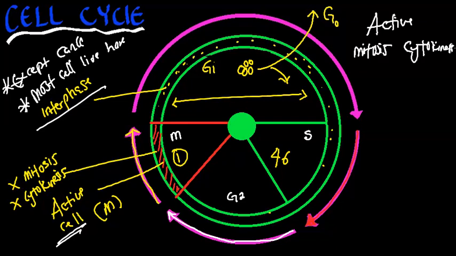Next thing we have on the list is when the cell moves from mitosis, which is the active cell, to G1. From G1, there are two things that happen here.